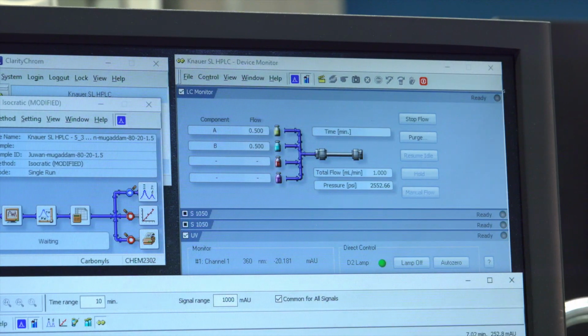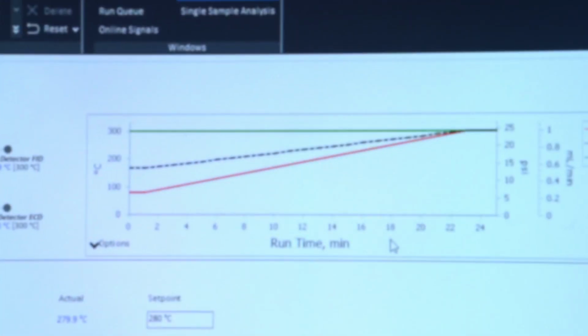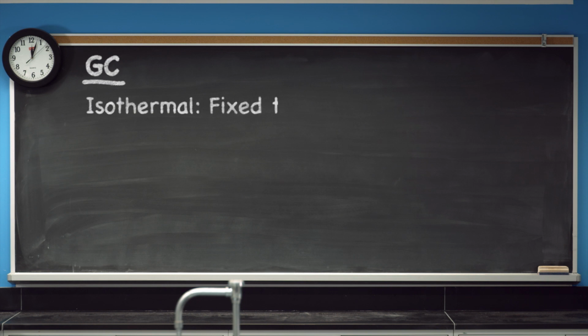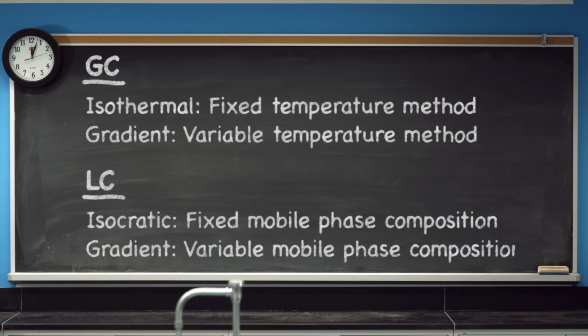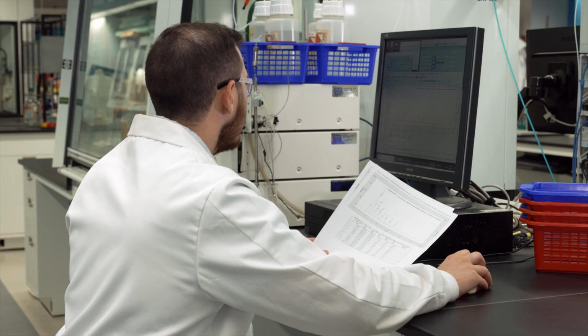Lastly, learning the different method types for GC and LC will be important for your success in these labs. Knowing what they are, when they should be used, and what benefits they provide will give you a leg up before coming to experiments 5 and 6. And now you're ready to go.